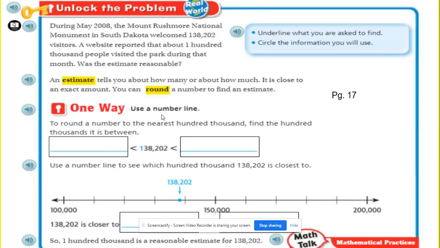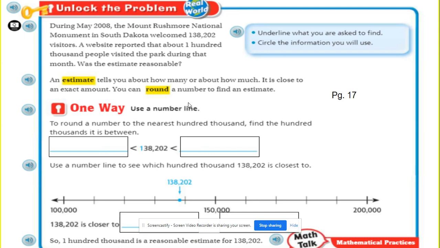Okay, today we're going to be exploring rounding. So now that we have a better idea of place value, we want to use that knowledge to be able to estimate. So when you estimate, it's telling you about how much or how many. So estimating is not an exact number. Estimating is just like about how much. So it's a very reasonable, very close guess to the exact amount. And to get an estimate, we can round.